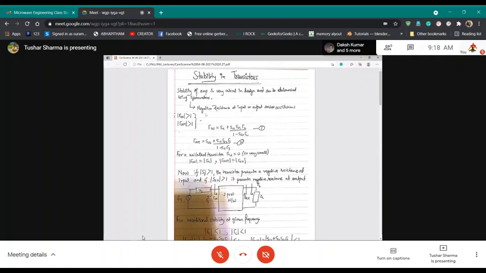So that's why it's very important, before you even start designing your amplifier, to make sure that your amplifier is stable and there are no oscillations in the transistor.